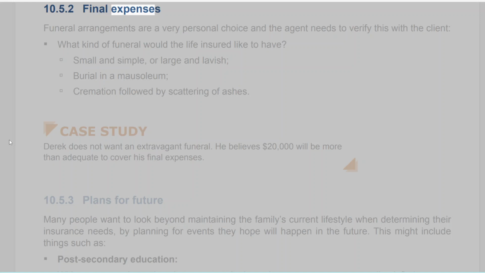10.5.2 Final expenses. Funeral arrangements are a very personal choice, and the agent needs to verify this with the client. What kind of funeral would the life insured like to have? Small and simple, or large and lavish. Burial in a mausoleum. Cremation followed by scattering of ashes.